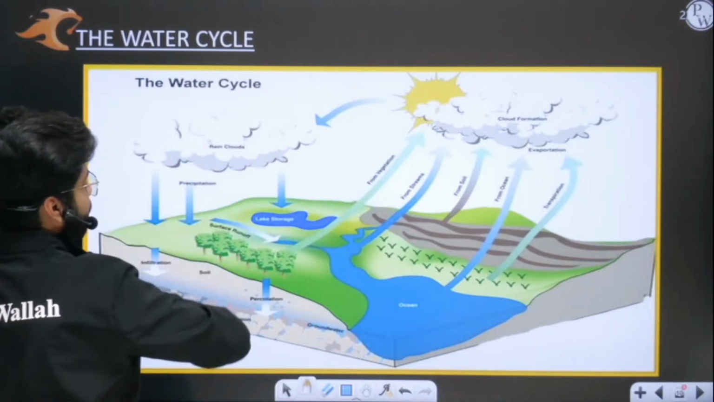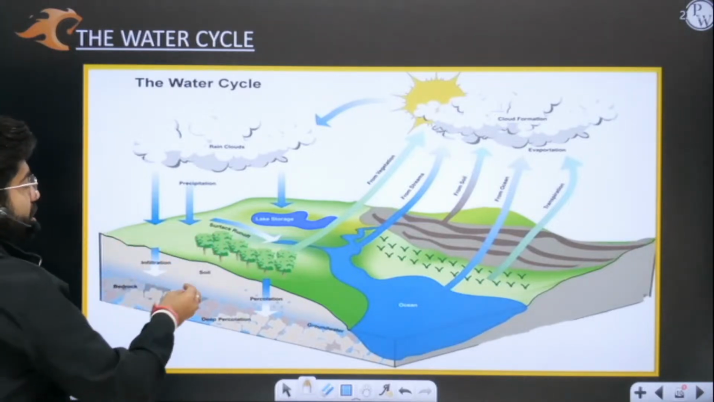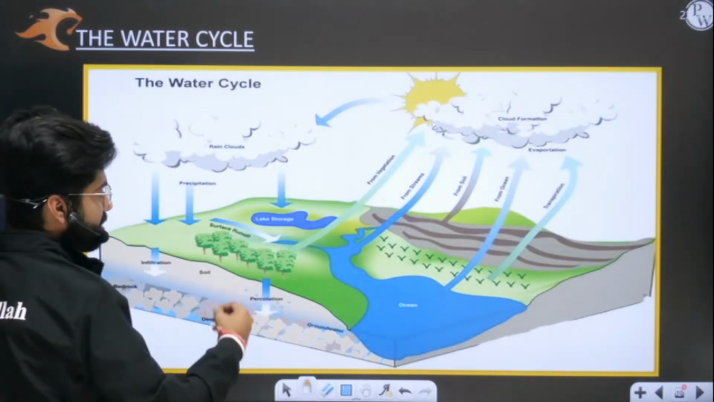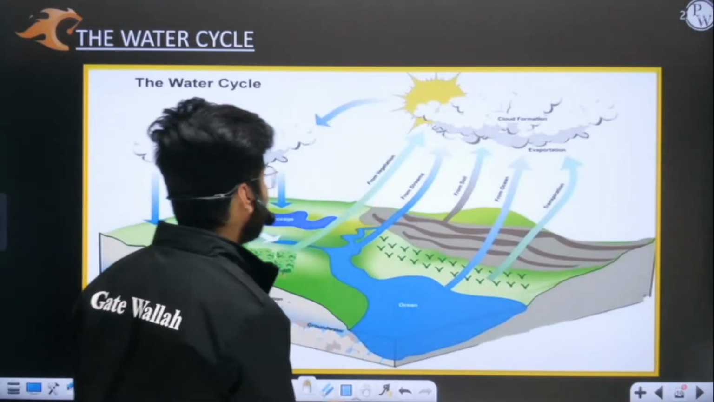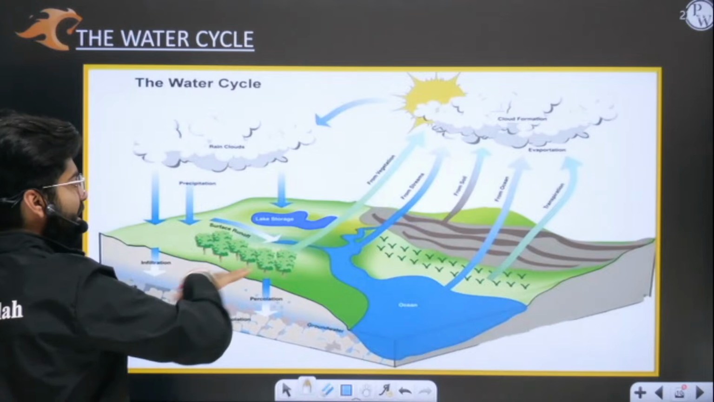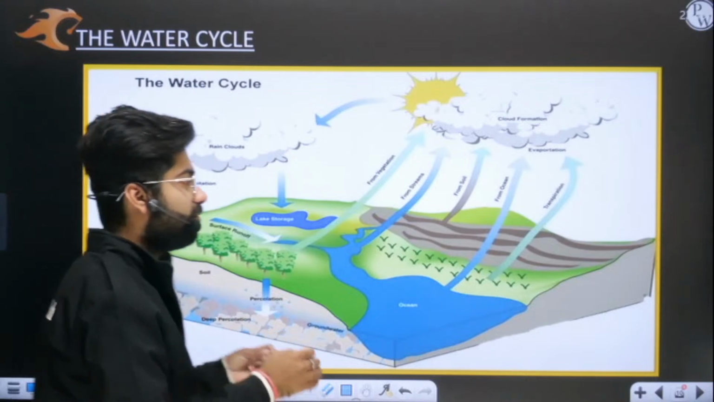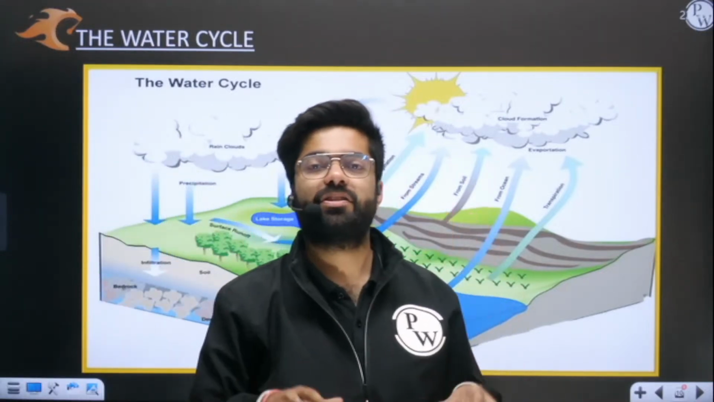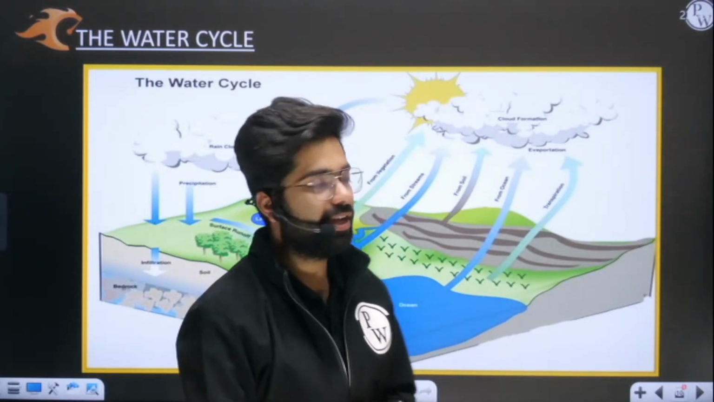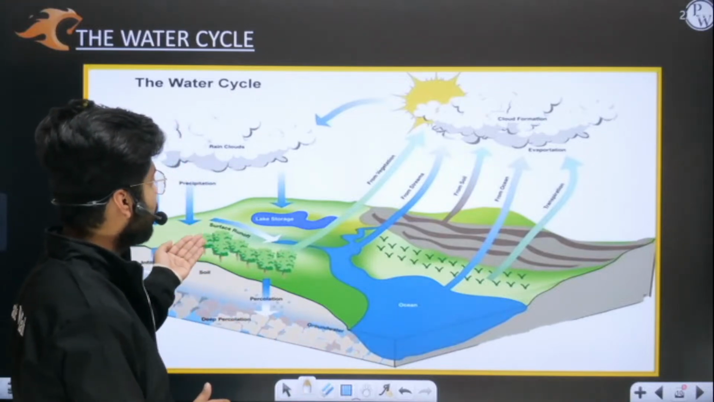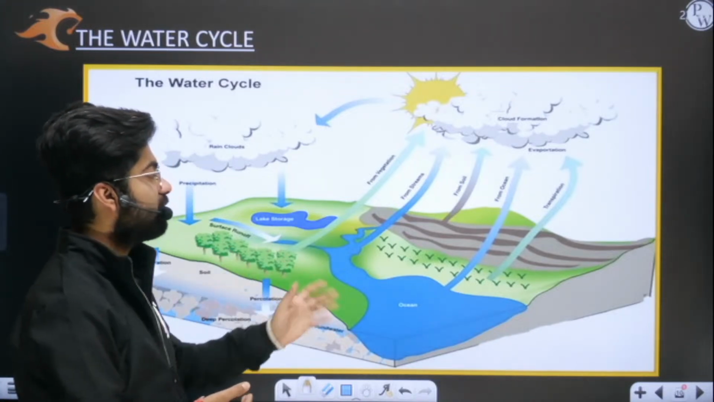After precipitation, what will happen? Some water will infiltrate, some water will be intercepted by trees or buildings, and some water will be stored in the depressions. So after precipitation many different kinds of losses are there, and whatever water is left after all the losses have happened, runoff will happen. You will see that all the water will run off and ultimately reach the rivers, and the rivers ultimately join the seas and oceans.